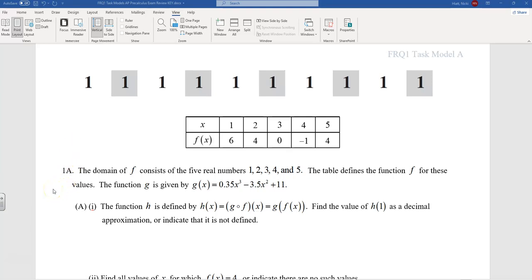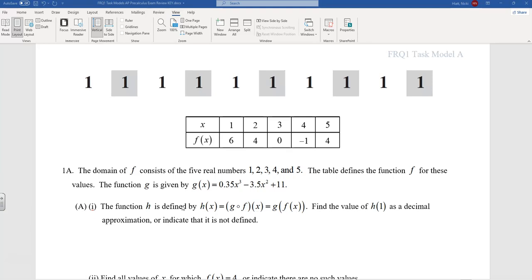For this question, they give us a table for f of x up there at the top, and they tell us the domain of f consists of 5 real numbers, 1, 2, 3, 4, and 5. The table defines the function f for these values. The function g is given by g of x equals 0.35x to the third minus 3.5x squared plus 11.